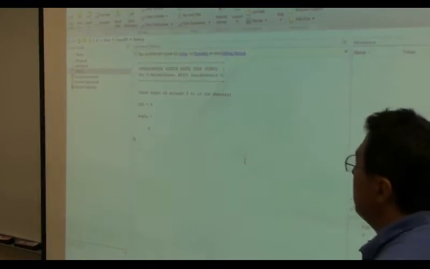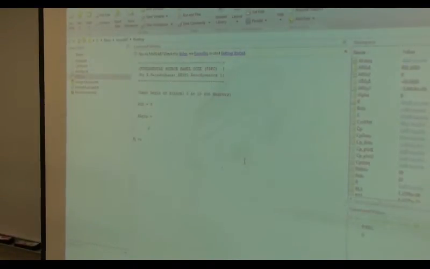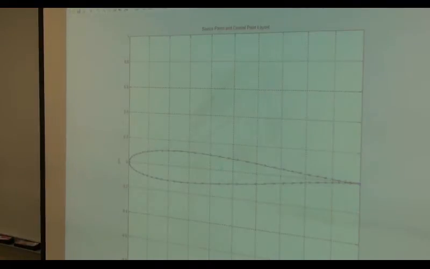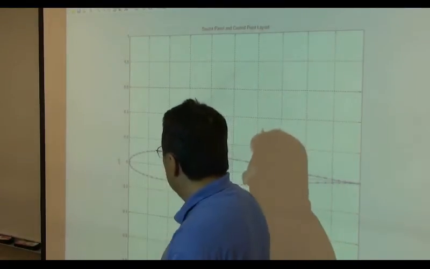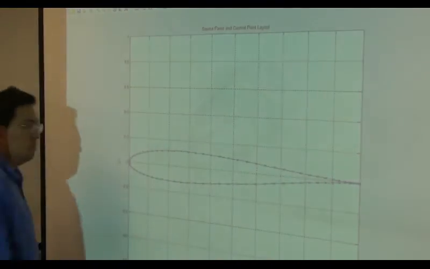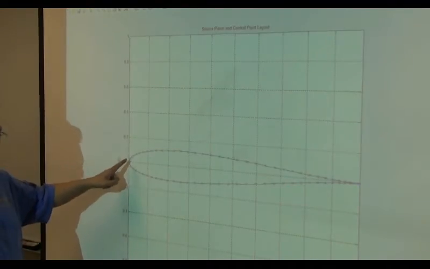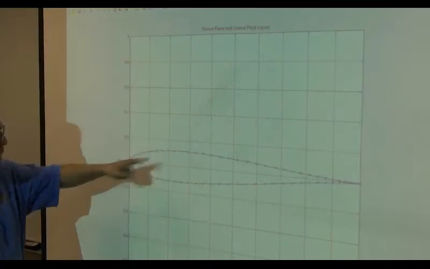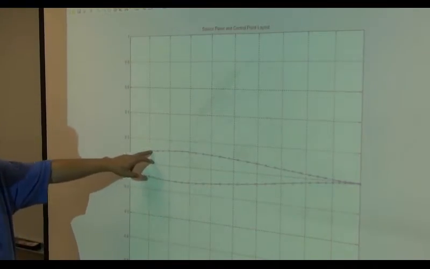If I do that, it is going to give you two sets of plots. Figure number 1, let's take a look. This figure shows you the locations of the panel control points. Like I said, I'm using a total of 40 panels. Those are the locations of the panel control points where I compute the CP.